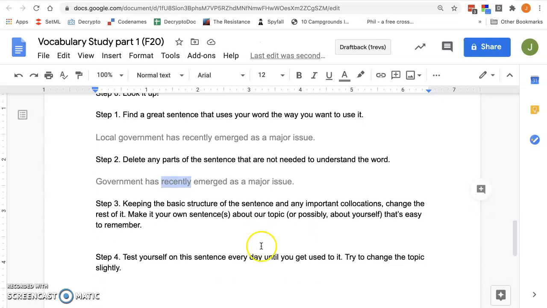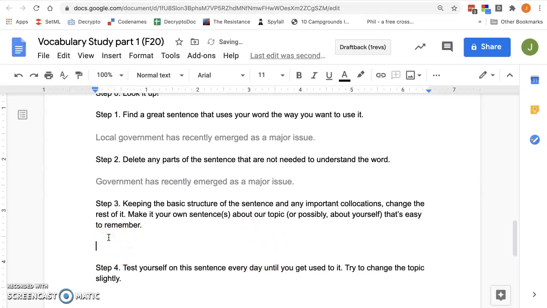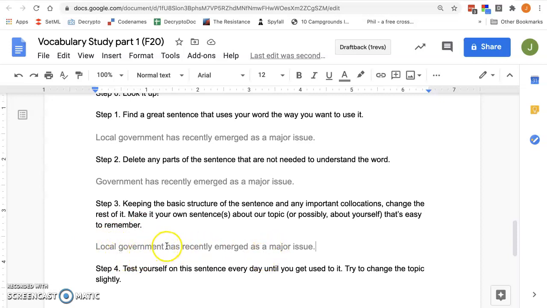That's fine. Step 3, keeping the basic structure of the sentence and any important collocations, change the rest of it. Make it your own sentence about the topic, or maybe yourself, something easy to remember. So again, I'm going to paste the sentence here. So what does this mean? It means I'm going to keep the structure the same. I'm still going to say blah, blah, blah, has emerged as, and then I'm going to put some sort of noun over here.